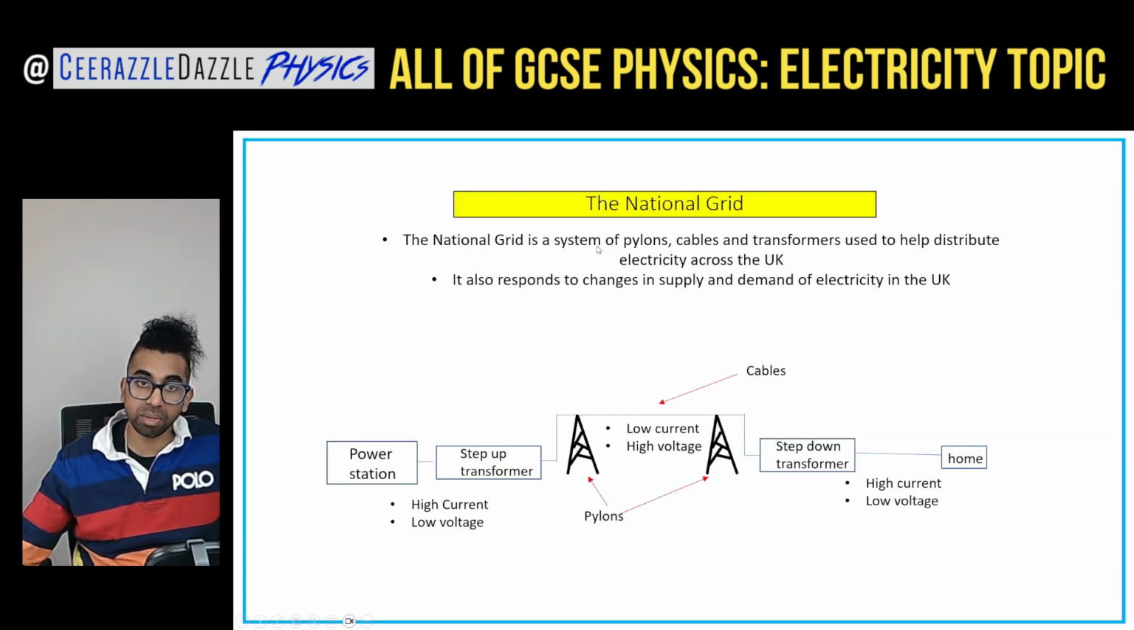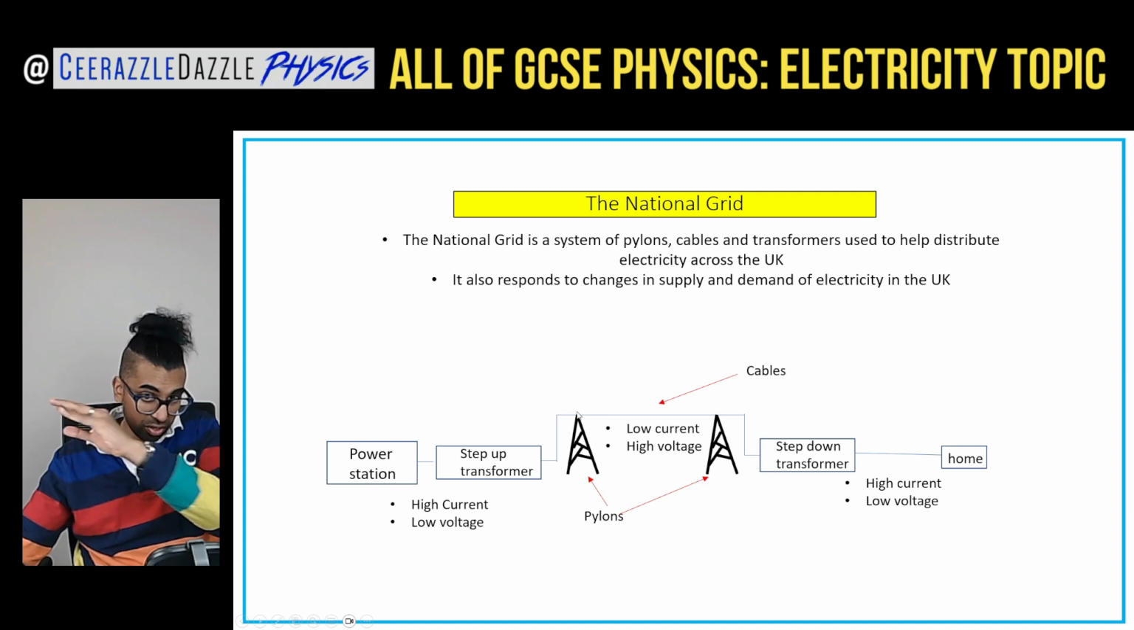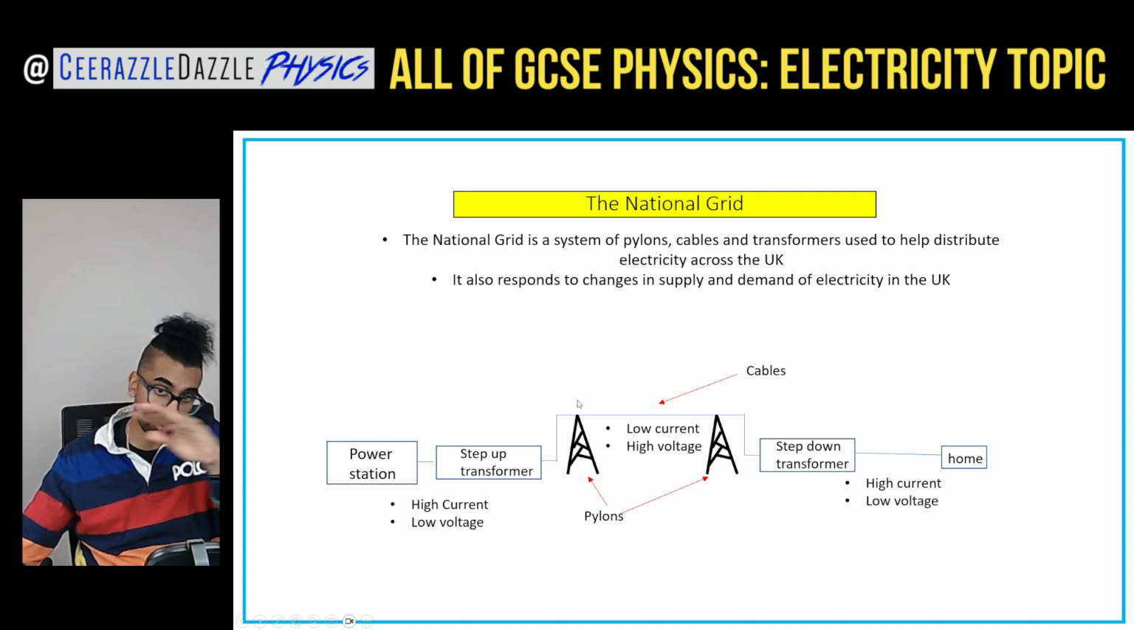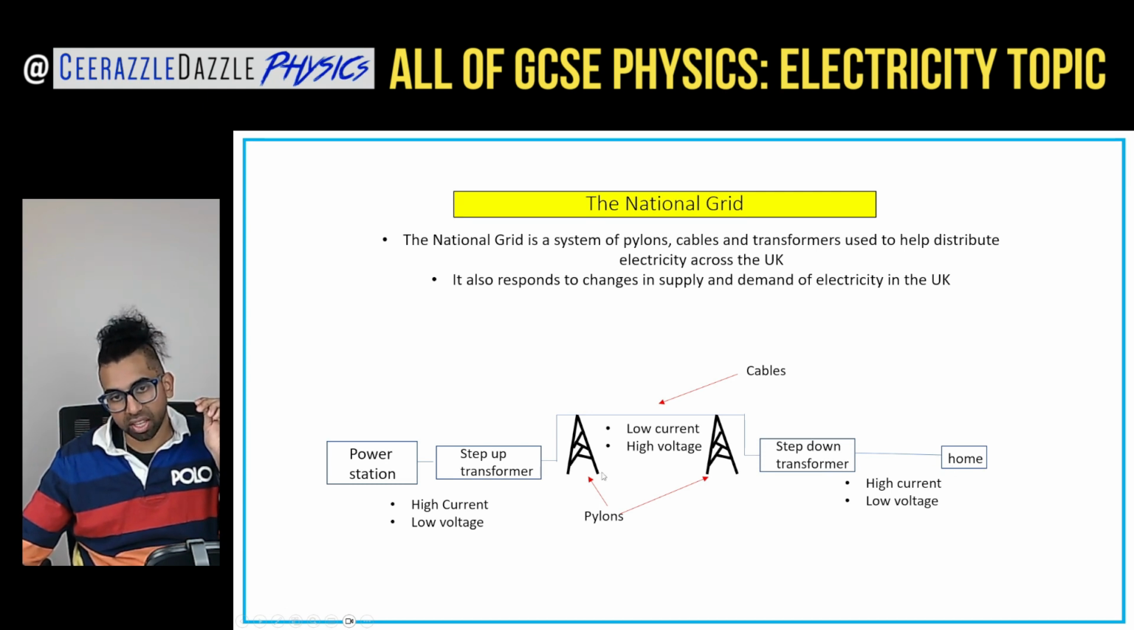The national grid is simply a system of pylons, cables and transformers used to help distribute electricity across the UK. It also responds to the changes in the supply and demand of electricity in the UK. So look, you've got power station, step-up transformer, a pylon, then obviously the cables going all the way from one pylon to the next, then a step-down transformer back to your home over here. So obviously the pylons are there to help hold the cables in place. And don't forget the function of the transformers is because you want it to be low current when it's being distributed, so therefore there's the least energy loss.